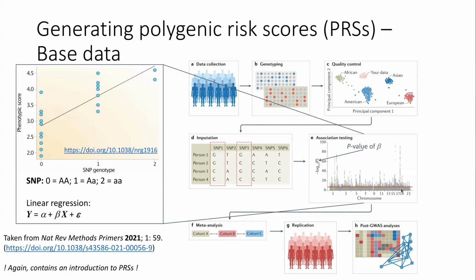This is called a Manhattan plot because it resembles the skyline of Manhattan. On the x-axis, we have the chromosomes, so the millions of SNPs for which we do linear regressions. And on the y-axis, we have the significance. That's the minus log of the p-value of the effect. And the higher the dots are, the more significant the association. So this is how you get to know where there are risk variants in our genomes for a certain trait.